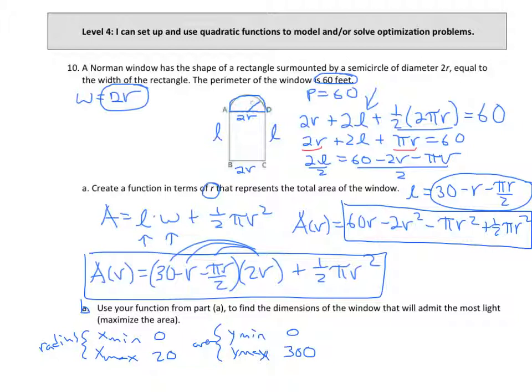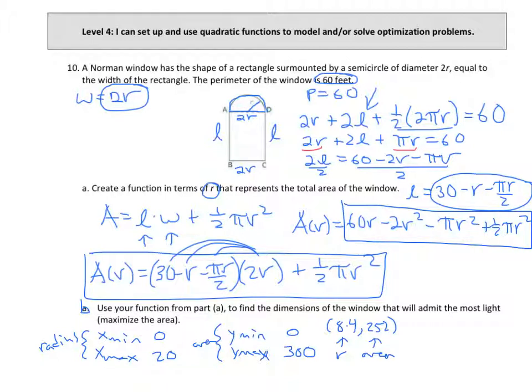Then to find the dimensions of the window that will admit the most light, we need to find the maximum point on the parabola. The maximum point is 8.4, 252. Now, remember that your x value is the radius and your y value is the area. So 252 is the maximum area, but this question isn't asking for the maximum area, it's asking for the dimensions of the window. So we would need to give its radius and also the length and width.